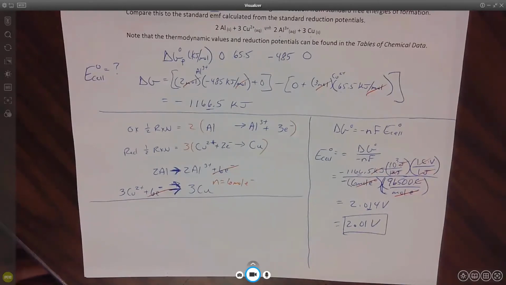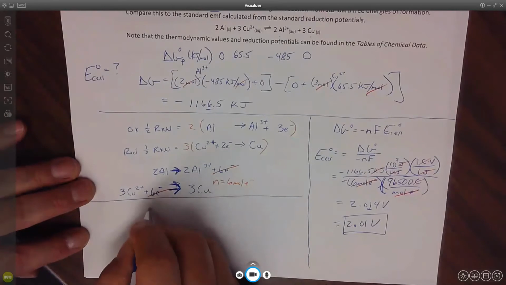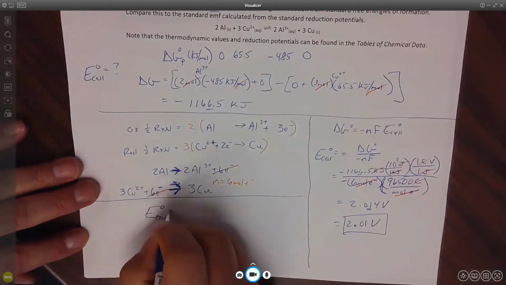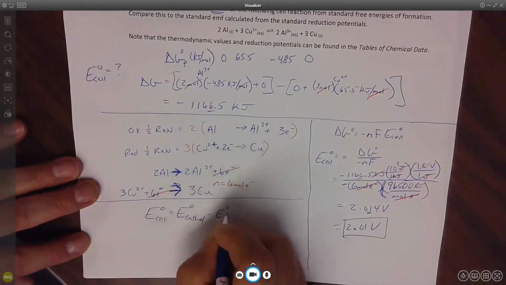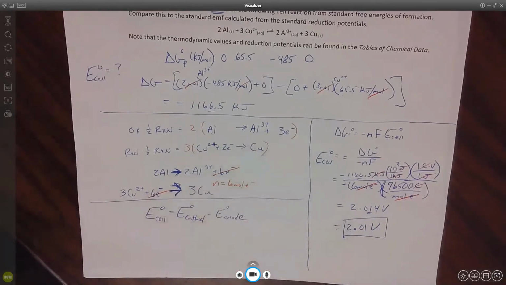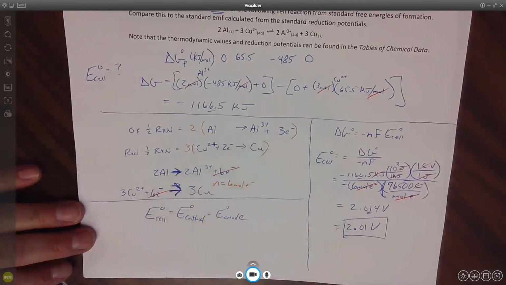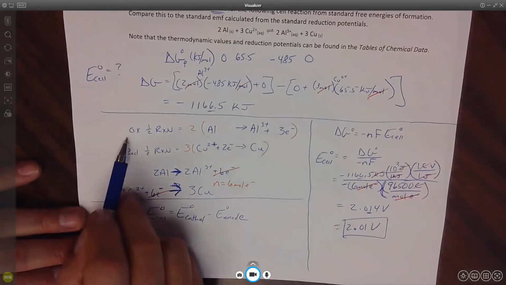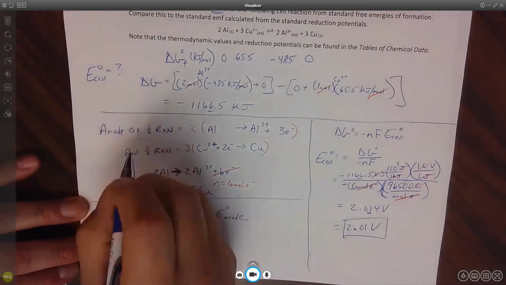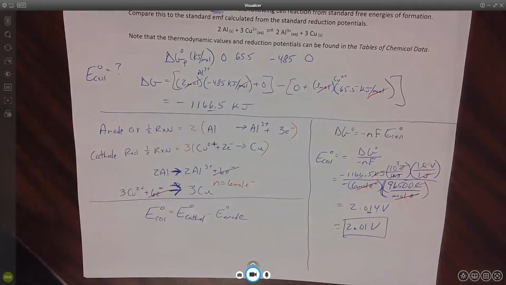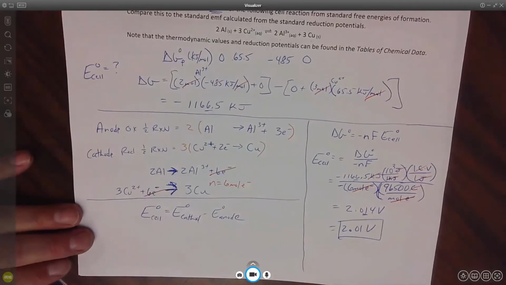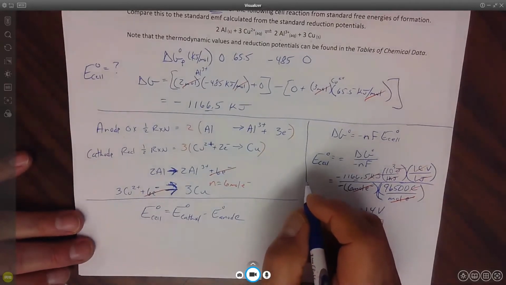Is it like what we did in the last problem, with the E cell of the cathode minus E cell of the anode? Yeah, right? These are the standard reduction potentials. So which one is my anode? The anode is aluminum. Yeah, oxidation is the anode and reduction is the cathode. Okay, what would be my next step? Find the E cell for each of them in the tables. Yeah, right. So I'd look that up.